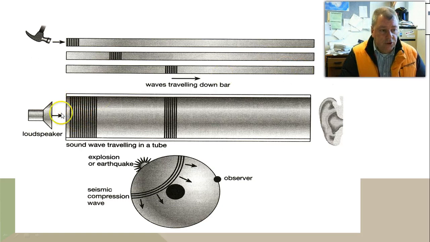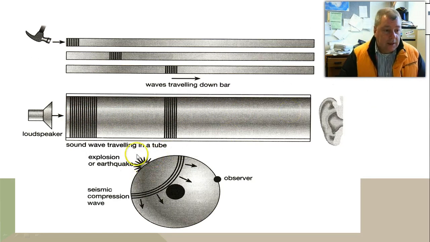Sound: here you have a tube, a speaker, an ear, and the air particles are compressed, and they move backwards and forwards, but the air particle here does not move all the way down to the ear. It just moves backwards and forwards with a limited range of movement, but the energy is transmitted in a longitudinal wave.